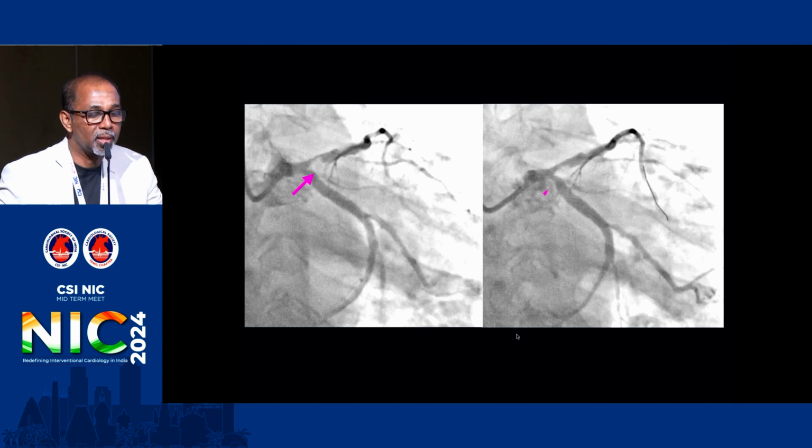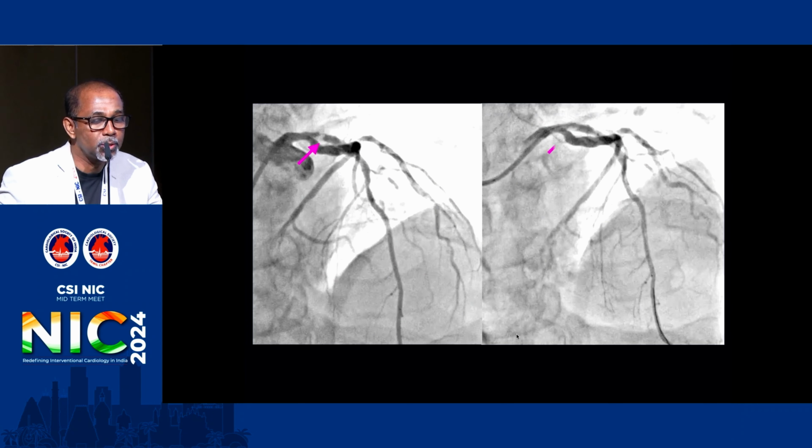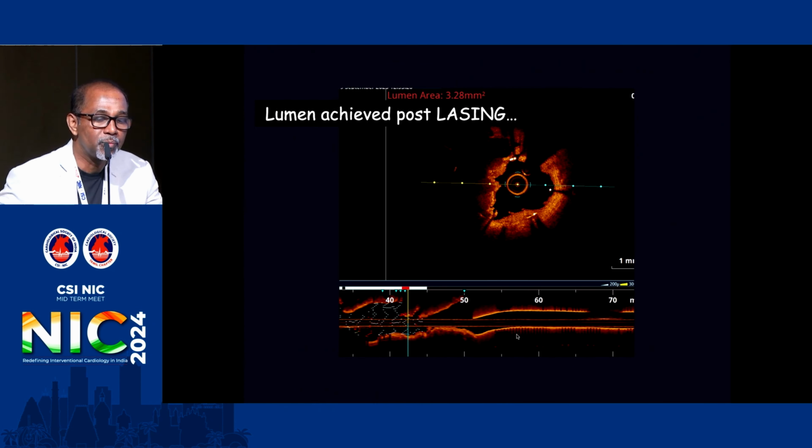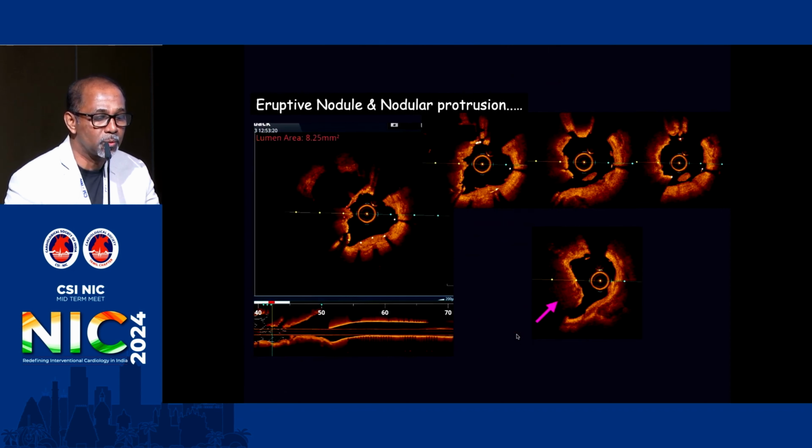These were the pre and post procedure images in the caudal view. You could see that there is a significant luminal gain in the caudal views. In the cranial views also, you can see that there is a significant luminal gain in this particular area following the lasing. And we also did an OCT run, and we made out that the luminal gain was almost 3.28 millimeter. And you can see also calcification over there. This is the OCT run.